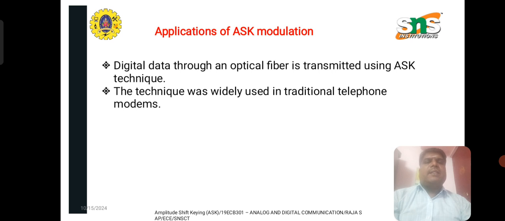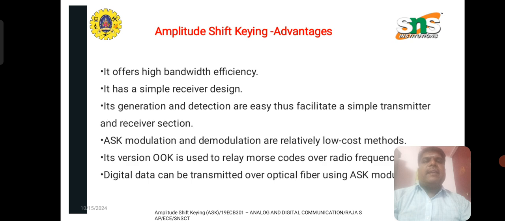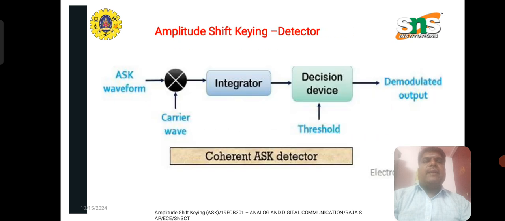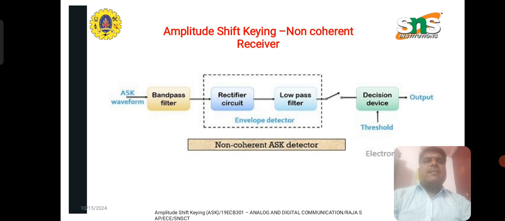There are two methods. One is coherent ASK and another one is non-coherent ASK. This is the explanation of the coherent ASK detection figure, and this is the explanation of the non-coherent ASK receiver figure.